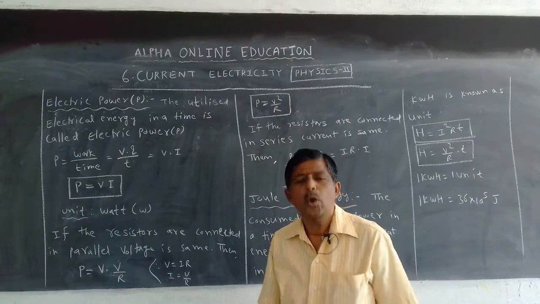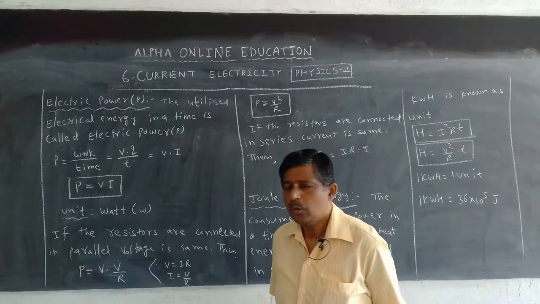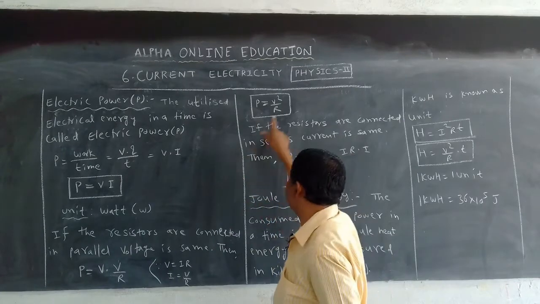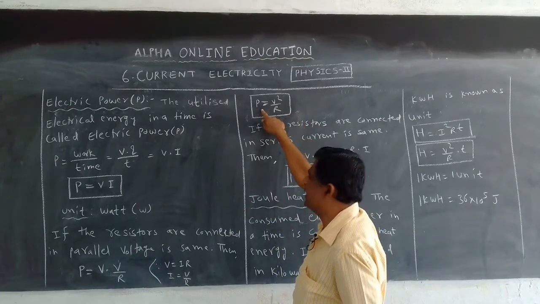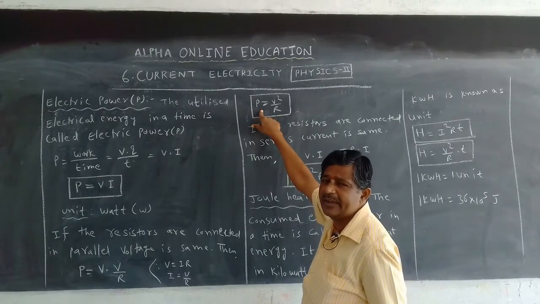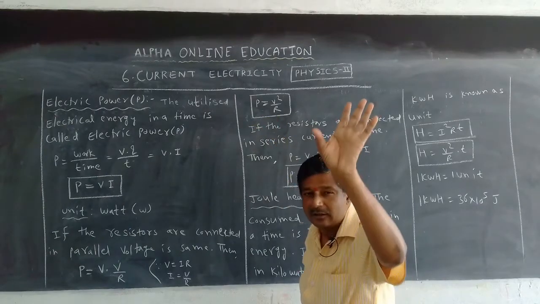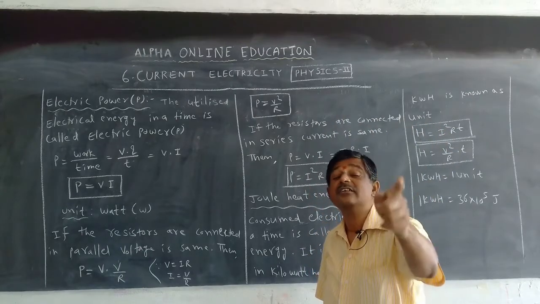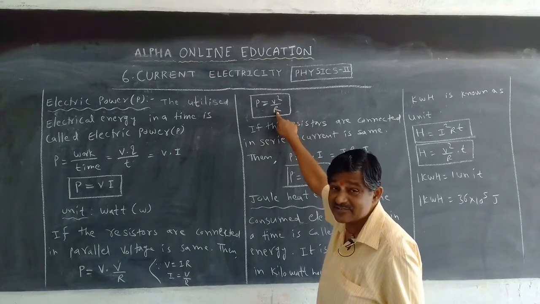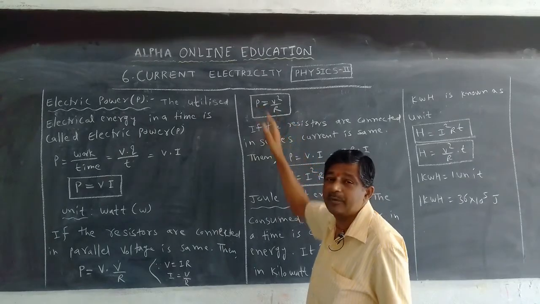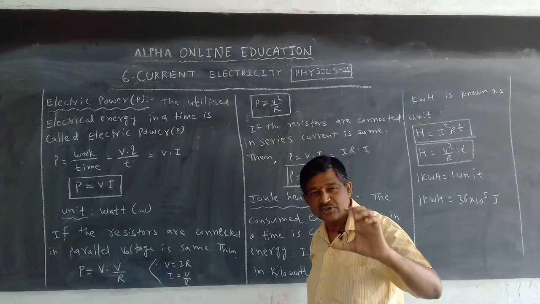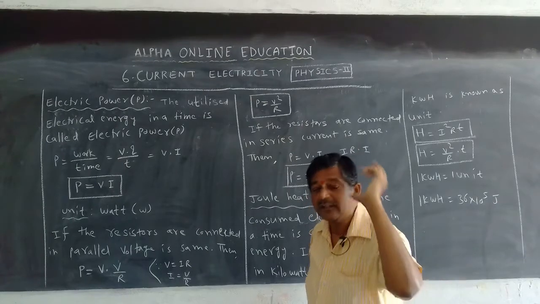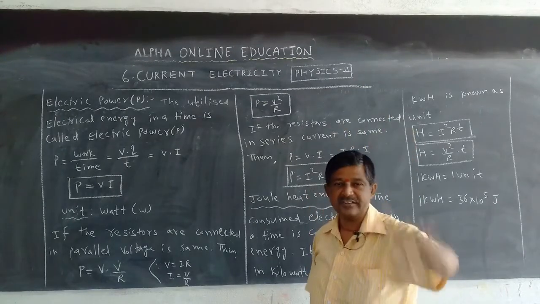In parallel what happens? Voltage is the same, even for a small resistor or a high resistor. When the voltage is the same, sufficient power is received by each appliance, so it doesn't break. But one thing happens: where the resistance is less, the power consumption is more. When the appliances are connected in parallel, the potential difference is the same.